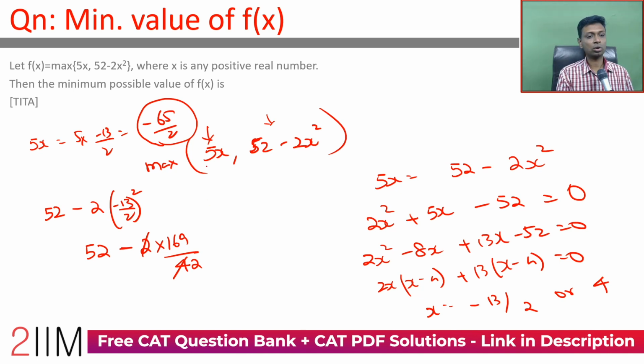When x is 4, 5 times x is 20. 52 minus 32 is 20. f of x will be 20. So at 4 and minus 13 by 2, they are equal. At minus 13 by 2, the value of f of x is minus 65 by 2. That's the answer we are looking for.